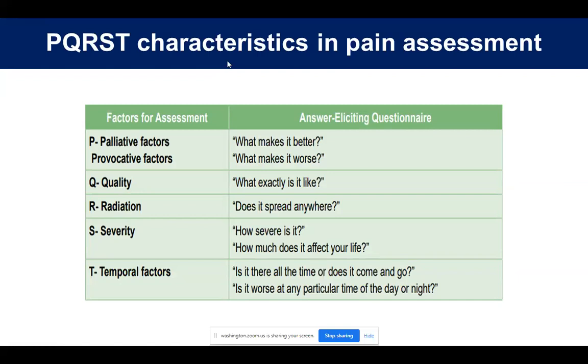T is for the temporal factor. Is it there all the time, or does it come and go? Is it worse at any particular time of the day or night? Like early morning stiffness is there in arthritis, and as the day progresses, the pain is not there. So we have to ask the patient whether it is time-bound pain or it is throughout the day.